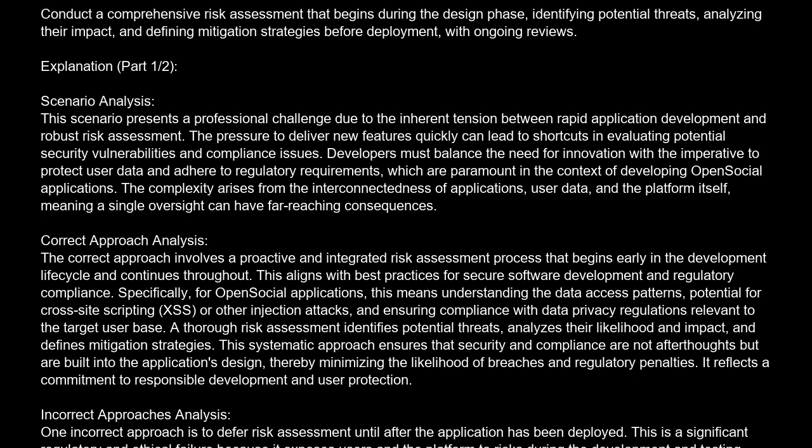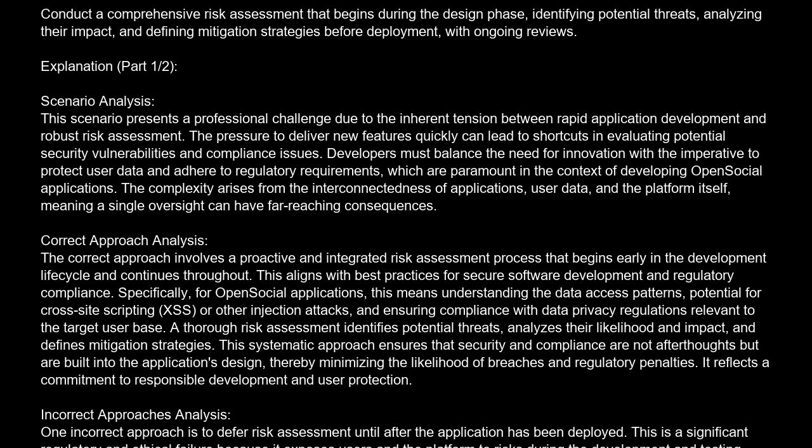The complexity arises from the interconnectedness of applications, user data, and the platform itself, meaning a single oversight can have far-reaching consequences. Correct approach analysis. The correct approach involves a proactive and integrated risk assessment process that begins early in the development lifecycle and continues throughout. This aligns with best practices for secure software development and regulatory compliance.